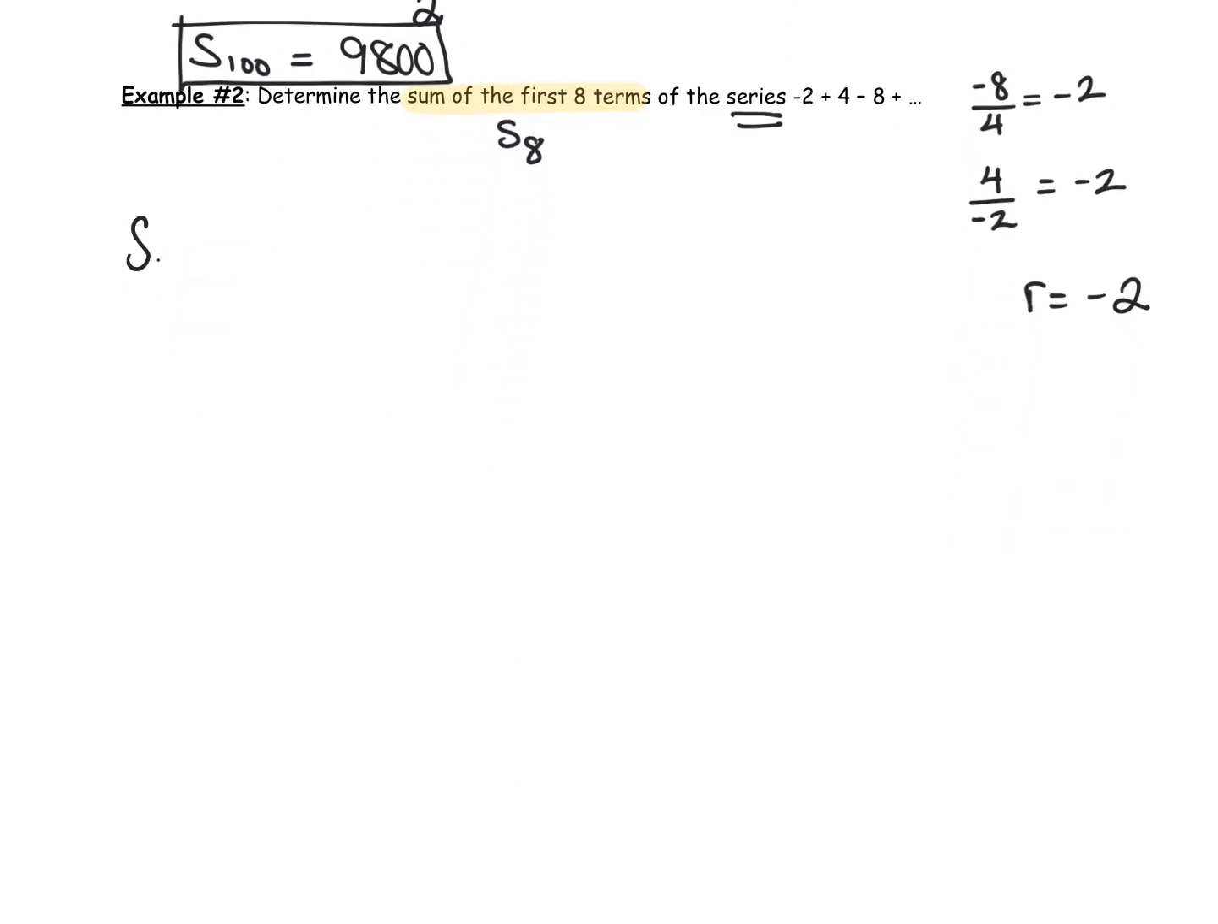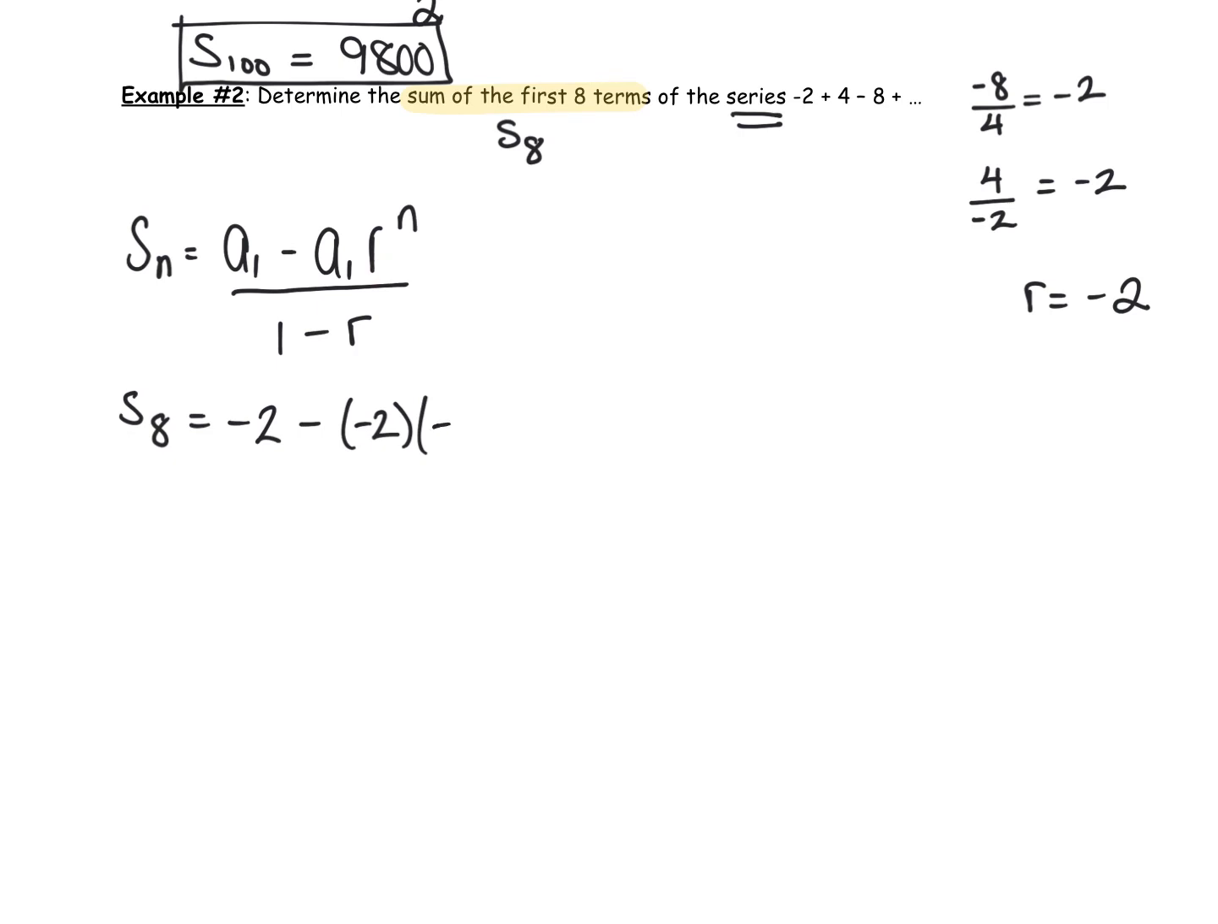So S sub n equals a sub 1 minus a sub 1 times r to the n, all over 1 minus r. So we want to find the sum of 8 terms. So again, if I'm letting 8 be n, that's going to go here and here. My a sub 1 is my first term, which is -2, so I can put that here. R is my common ratio, which is -2. And n, we said, was 8.